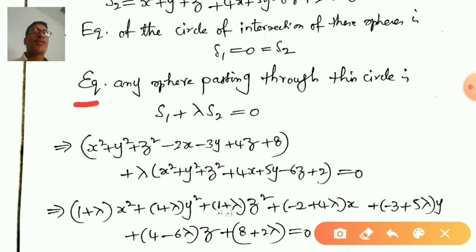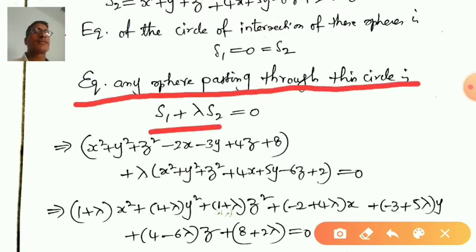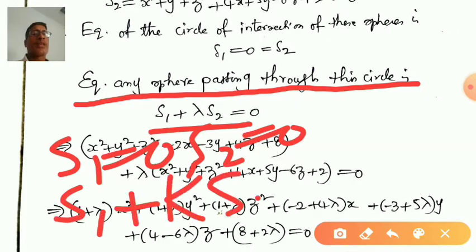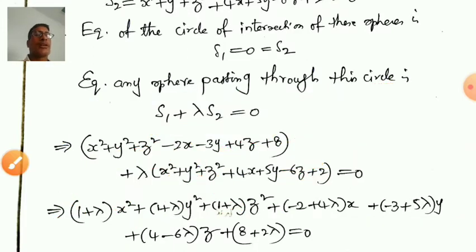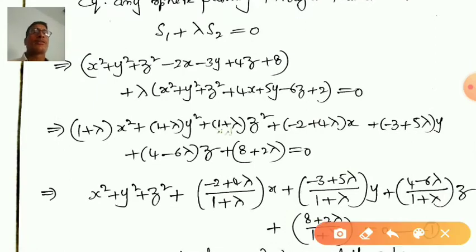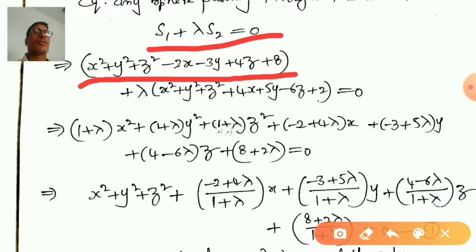Therefore, equation of any sphere passing through the circle is, if S1 is equal to 0, comma S2 is equal to 0, these two equations together represent a circle, then the equation of any sphere passing through the circle can be written as S1 plus lambda S2 is equal to 0 for lambda belongs to R. So the equation of any sphere passing through the circle given by S1 is equal to 0, S2 is equal to 0 is S1 plus lambda S2 is equal to 0, that is x square plus y square plus z square minus 2x minus 3y plus 4z plus 8 plus lambda into this much is equal to 0.